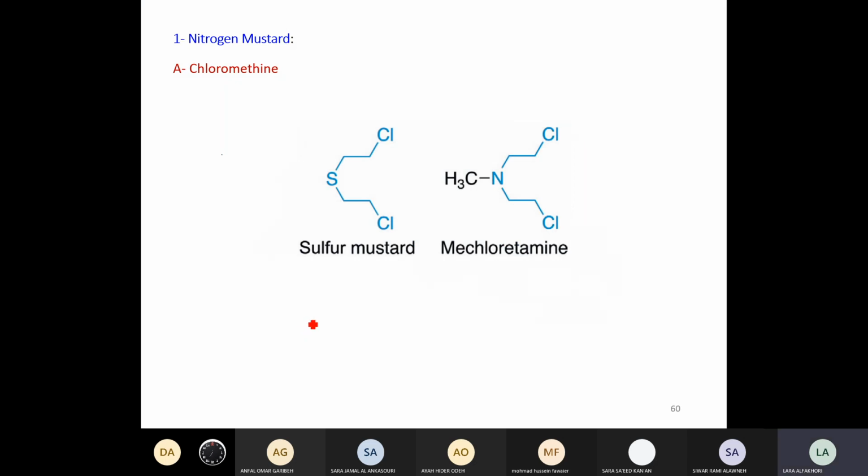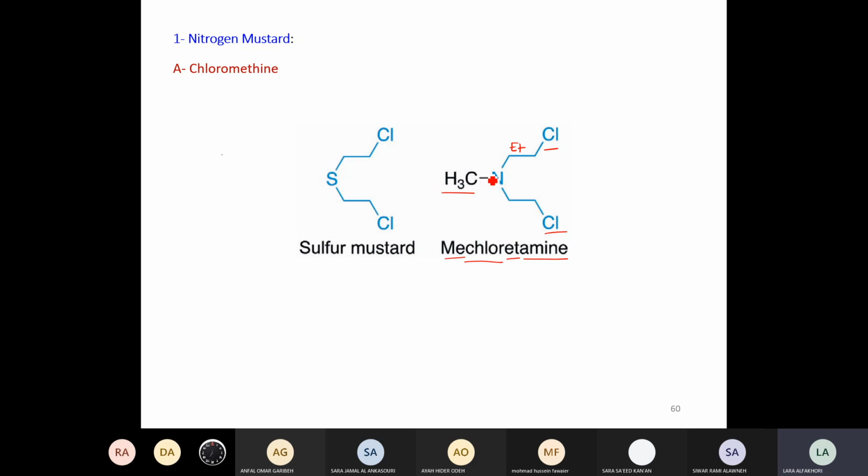هنا أول group, which was the first, let's say, introduced alkylating agents in the market اللي هم nitrogen mustard و in particular chloromethane أو another name for it اللي هو الميكلوريتامين. Okay, me stands for the methyl, chlor because I have, let's say, chlorine groups, eta for the ethyl groups that is attaching the chlorine with the amine nitrogen.